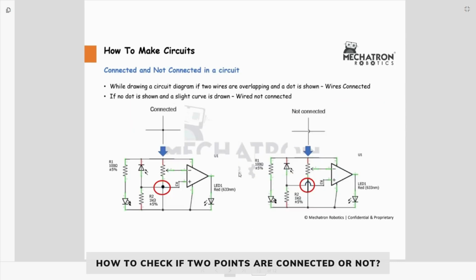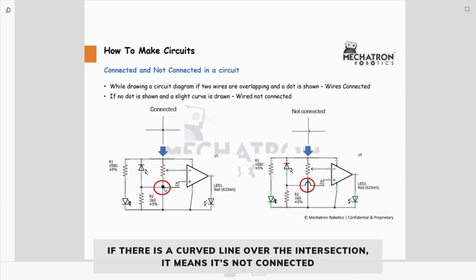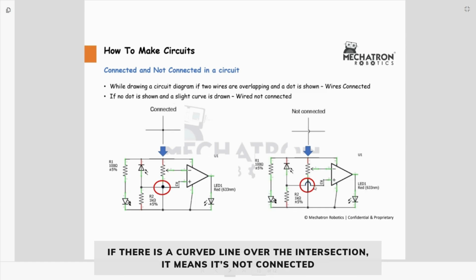Now there are a few things which you need to understand while reading a circuit diagram. You first need to know whether two points are connected or not connected. So how will you figure it out? As you can see in this particular circuit diagram, there are two wires which are overlapping. But how will you know whether these two points are connected or not? If there is a dot on that overlap or interconnection, then it means those two points are connected. But if there is a wire like this, a curved line or an overlapping wire over there, then it means these two points are not connected.